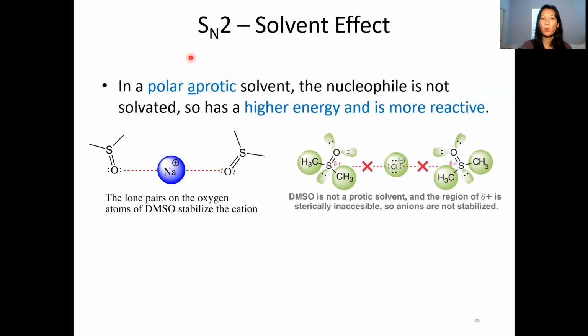If you have an aprotic solvent that can only give a partial negative, it can solvate the cation, but it won't have that plus end, that more hydrogen bonding H-N, to solvate the nucleophile here, chloride. So what ends up happening is your nucleophile, or Cl minus here, is not stabilized, so it's higher in energy and it's actually more reactive.